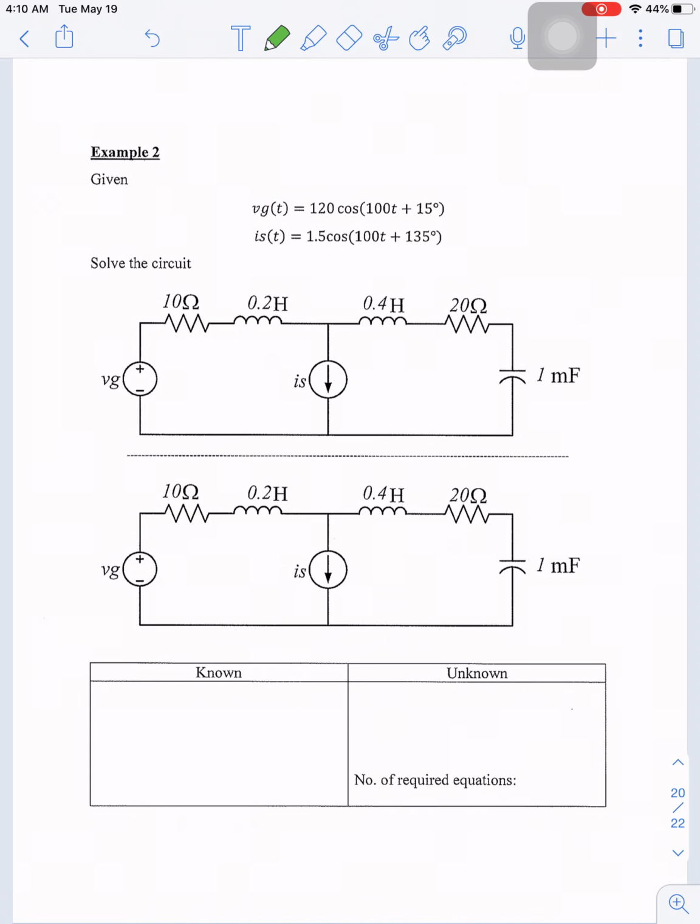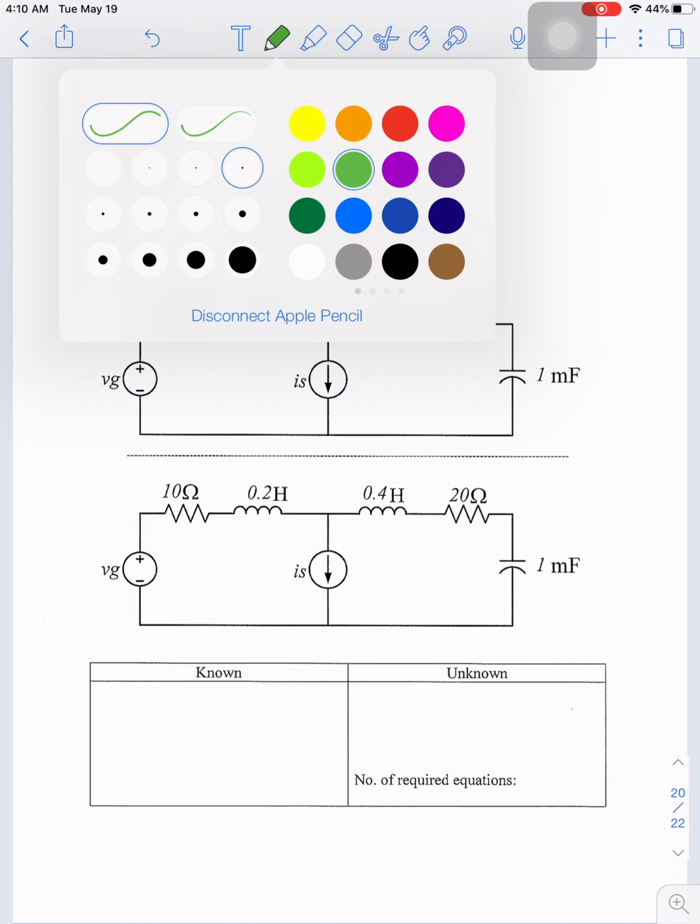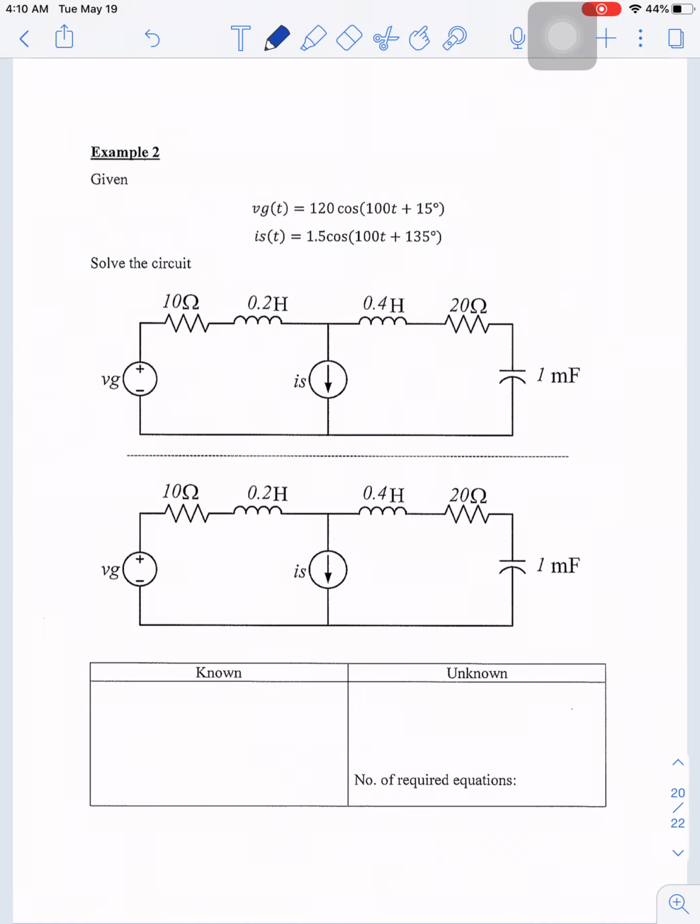Now let's do an example on AC circuits. So we have this circuit. This circuit has a resistive element here, R, it has L, it has another L, R and C, and it has two sources. The first source is 120 cos(100t + 15). The second source is 1.5 cos(100t + 135).